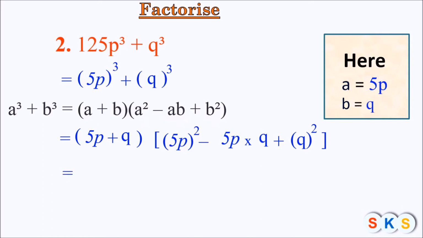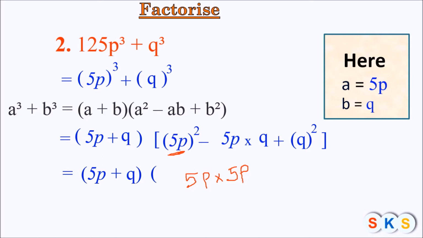Close the bracket. After substituting the value of a and b in this formula, we will simplify it further. So we will get here equal to, look at the first bracket, it is 5p plus q. Okay, and it cannot be simplified further. So we will copy the first bracket as it is, 5p plus q. In the second bracket, you can see the first term is 5p the whole square. Okay, what is the first term over here? It's 5p the whole square. 5p the whole square means 5p into 5p, right? What do you mean by the 5p the whole square? 5p into 5p, correct? So 5 into 5 is 25, and p into p is p square.